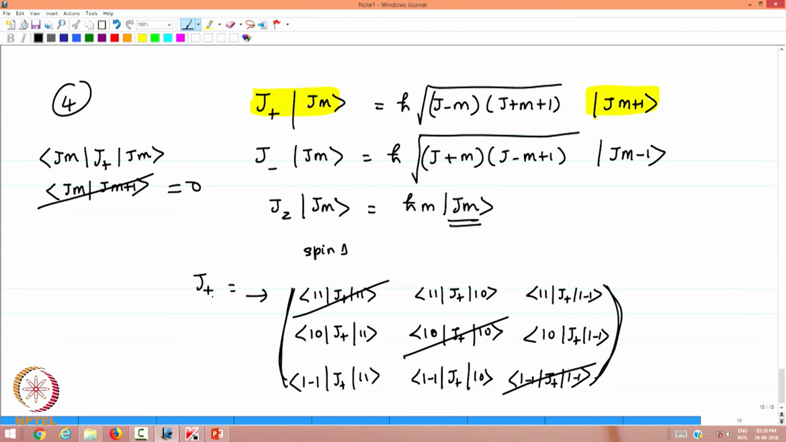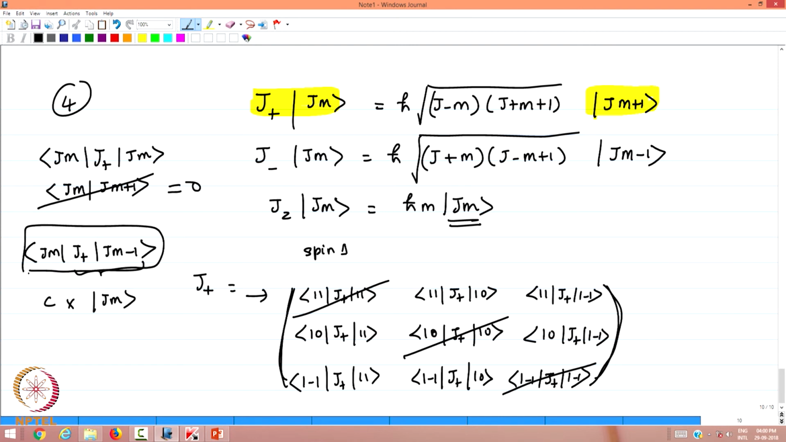If you have j m on the left, the right hand side can only contain j m minus 1, because if you look at j plus on j m minus 1, that will give you the basis function j m and some constant. That constant is given by this formula. Therefore, you can see that the orthogonality of the basis set in angular momentum is such that this is the only non-zero matrix element for j plus.